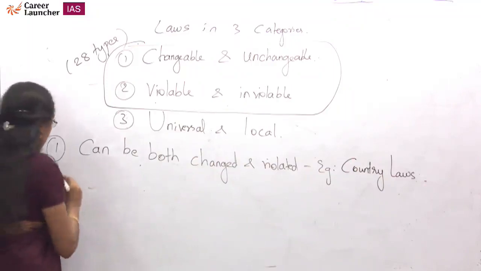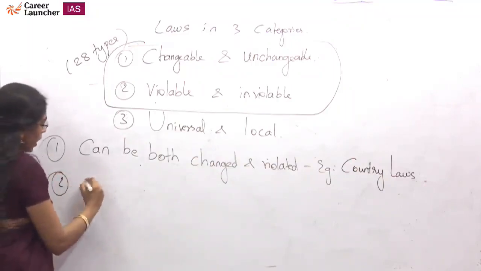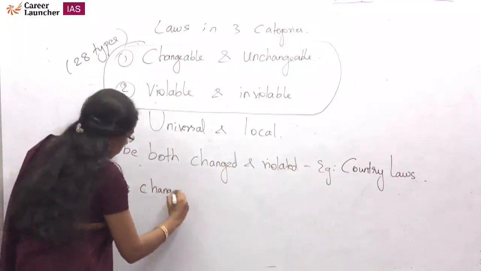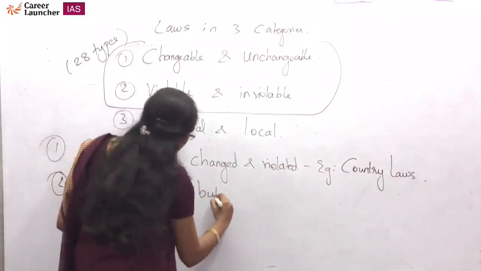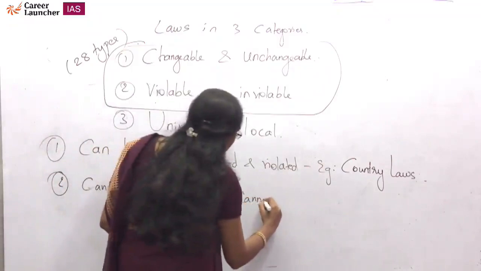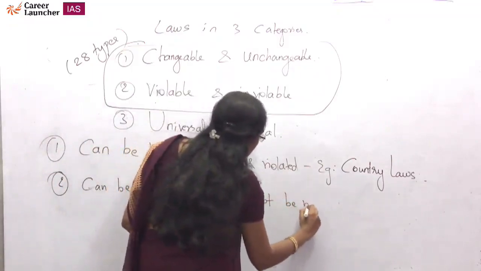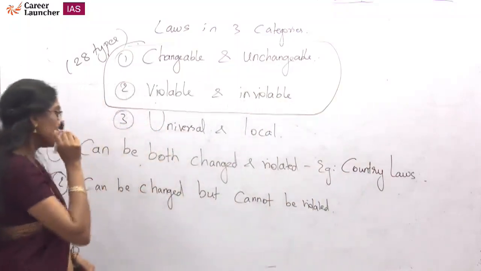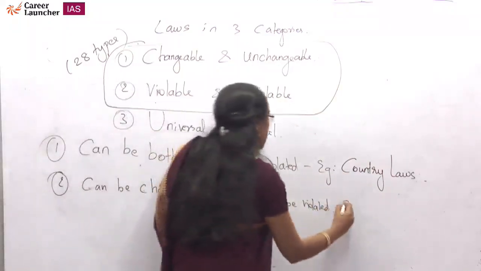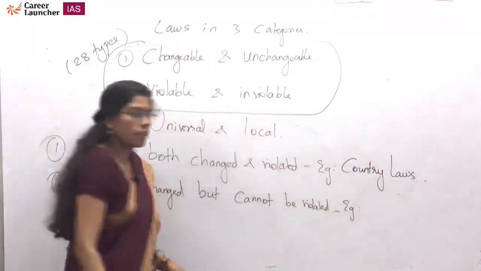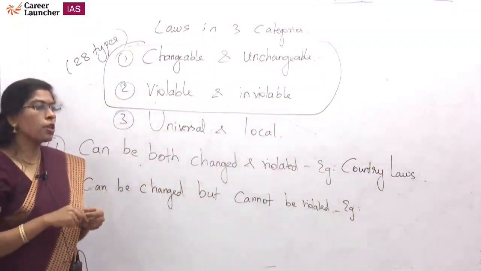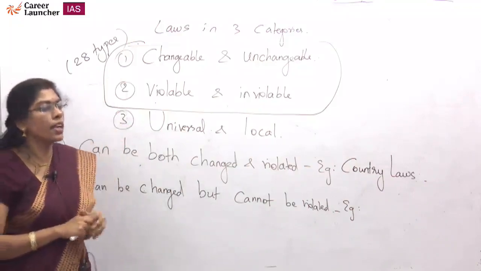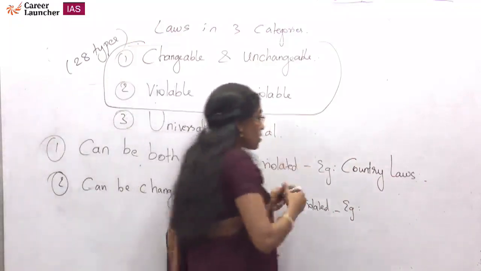Next, laws that can be changed but cannot be violated. Any example? You can change it but you can't violate it, even though you get punishment, that's the other case, but you can't violate it in any situation. These are the laws of the solar system.